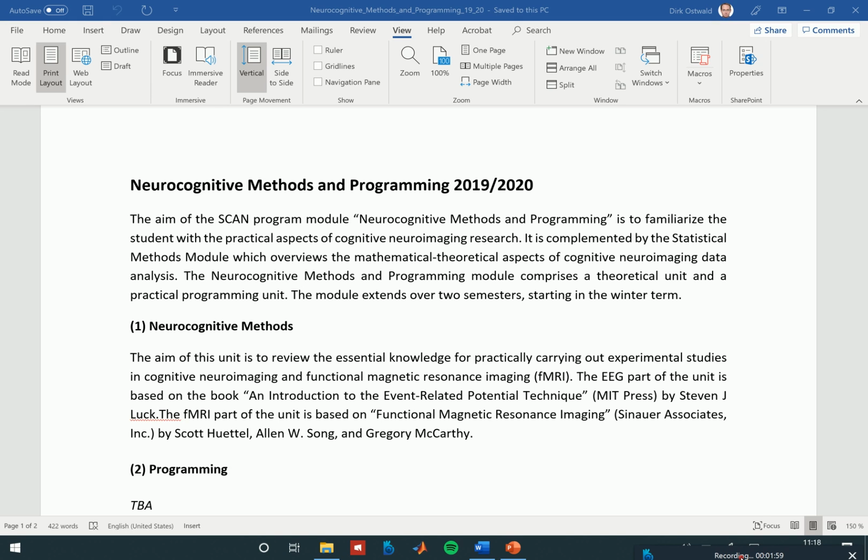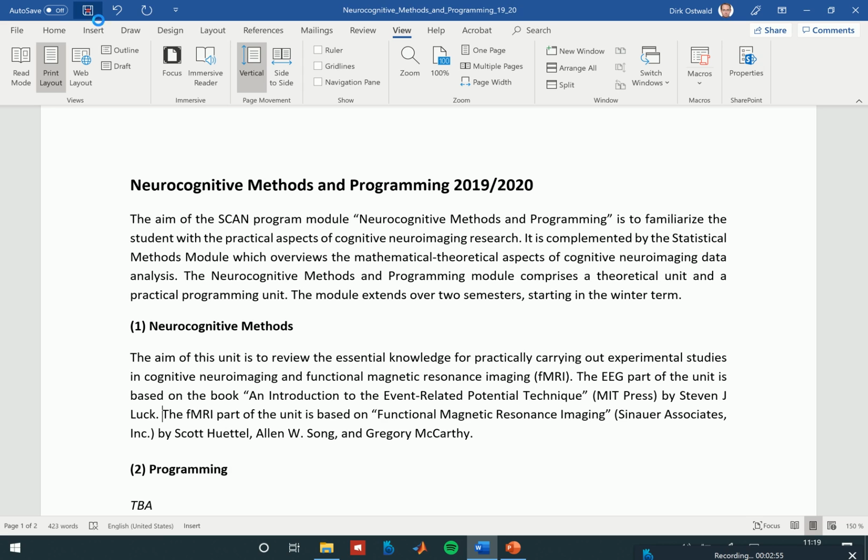Then let me first tell you a little bit about the neurocognitive methods of programming module this year. The first part will, as I said, cover EEG and MEG. And this course is kind of a course like you've had many courses before. So there will be PowerPoint slides. There will not be many equations, and it's all about getting some background knowledge. And these PowerPoint slides and the courses are modeled on and basically use the material in the Luck book, which is called An Introduction to the Event-Related Potential Technique, which is more kind of an introduction to EEG in general, but with a focus on ERPs.